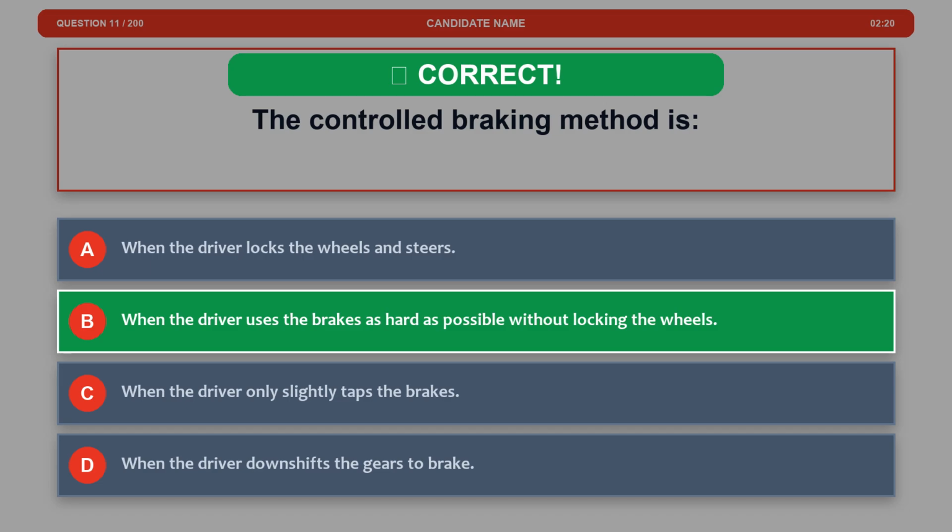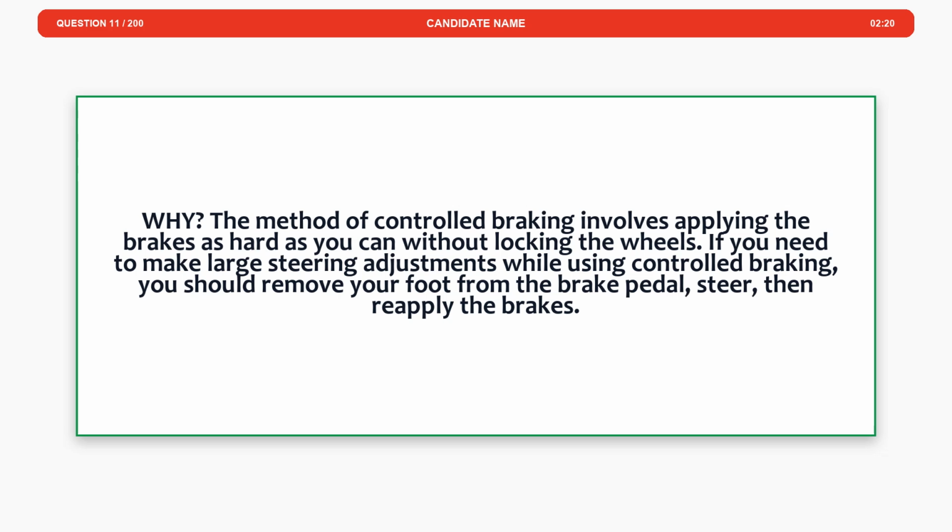The correct answer is option B. When the driver uses the brakes as hard as possible without locking the wheels. Explanation. The method of controlled braking involves applying the brakes as hard as you can without locking the wheels. If you need to make large steering adjustments while using controlled braking, you should remove your foot from the brake pedal, steer, then reapply the brakes.